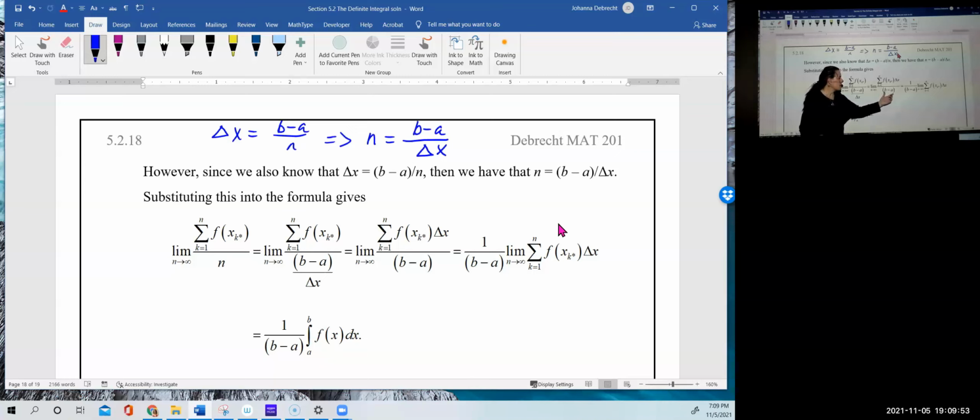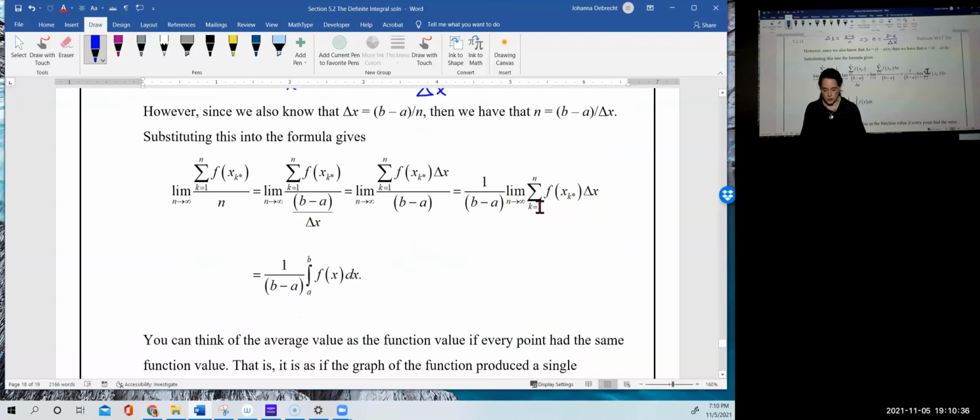We're also dividing by b minus a, but b minus a does not depend on k. So it can be taken out of the summation, and in fact can even be taken out of the limit because the limit only depends on n. And that gives us 1 over b minus a times the limit as n goes to infinity of the Riemann sum. Because the Riemann sum and the limit of it is the definition of the definite integral, we get an expression for the average value of 1 over b minus a times the definite integral from a to b of f of x dx. This is the average value.